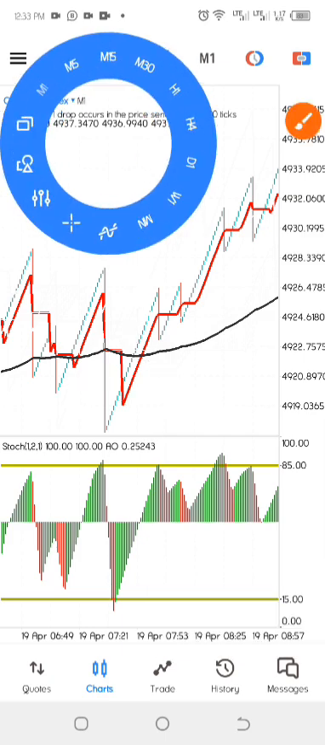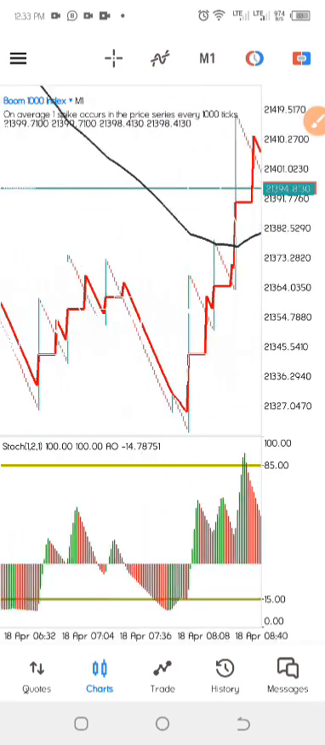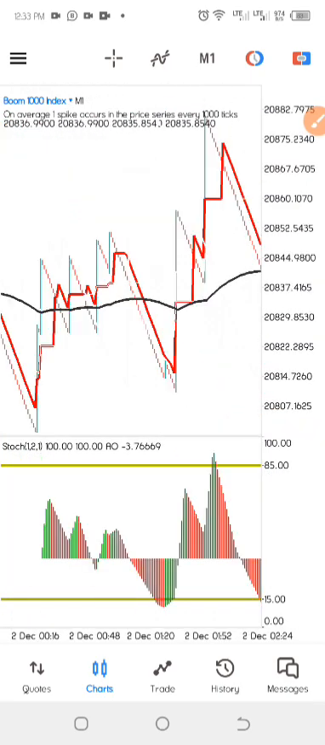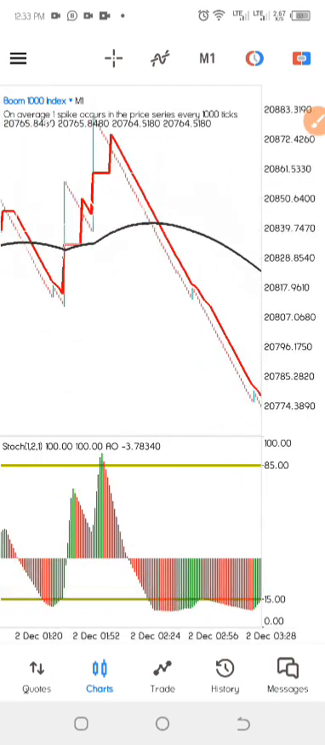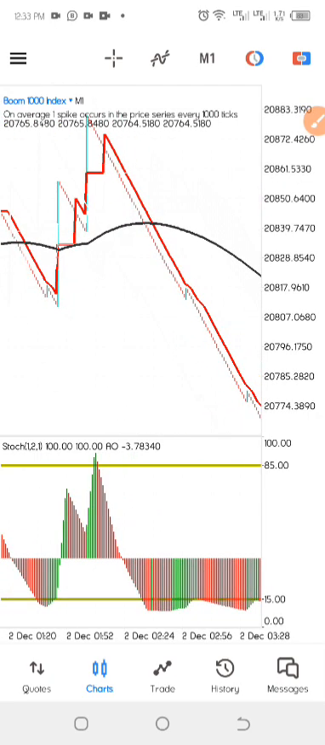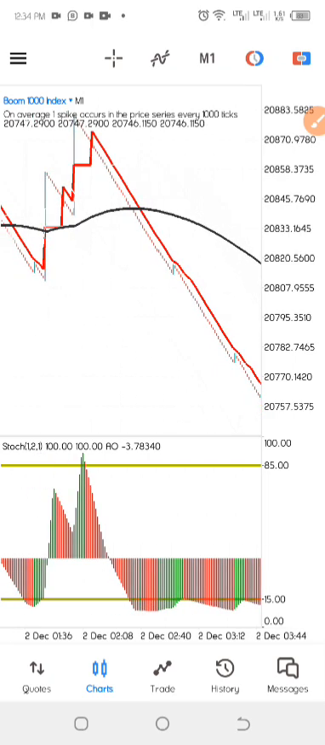So let me show you guys another trade here on boom indices. Now on boom indices, we are looking for the same example. What we are looking for is to see the moving average above the price. That is what we want to see. We don't want to see the moving average below the price. We want to see it above the price.